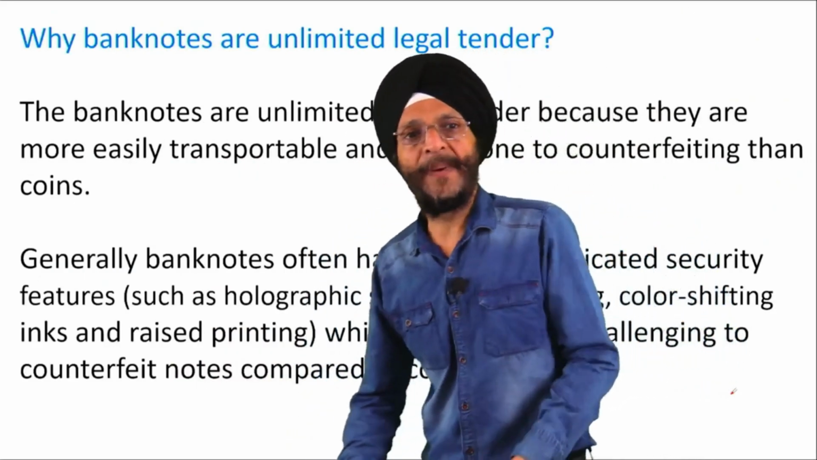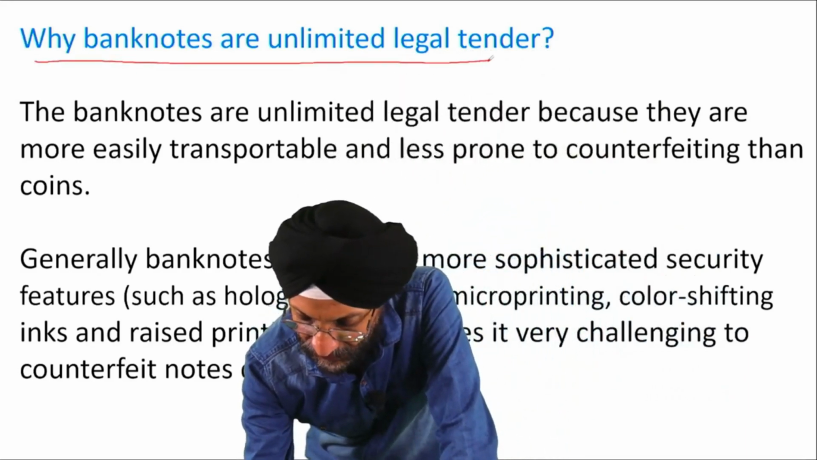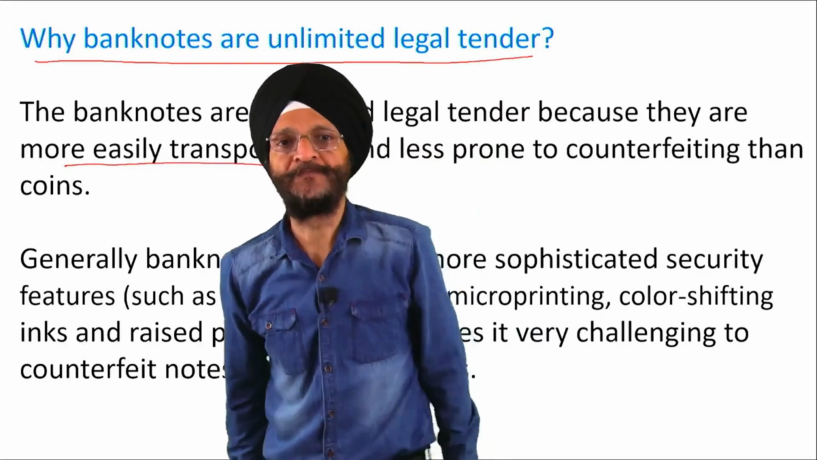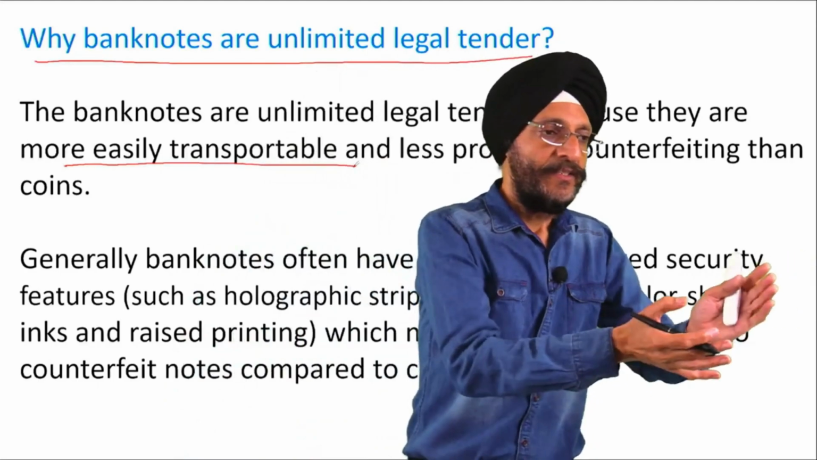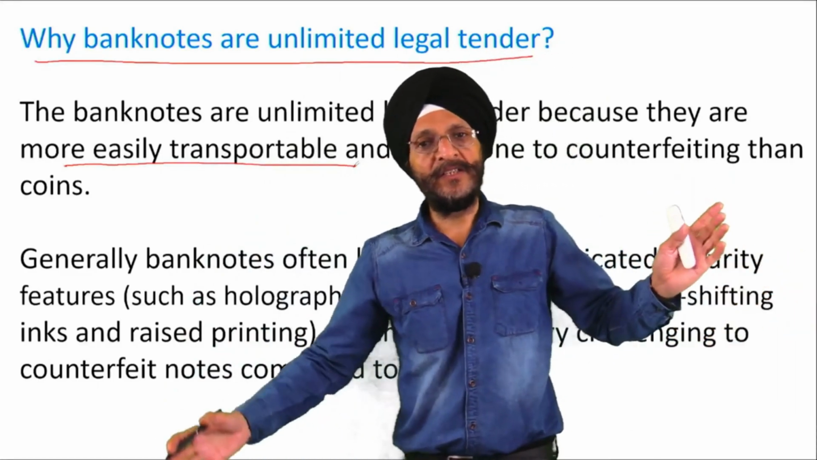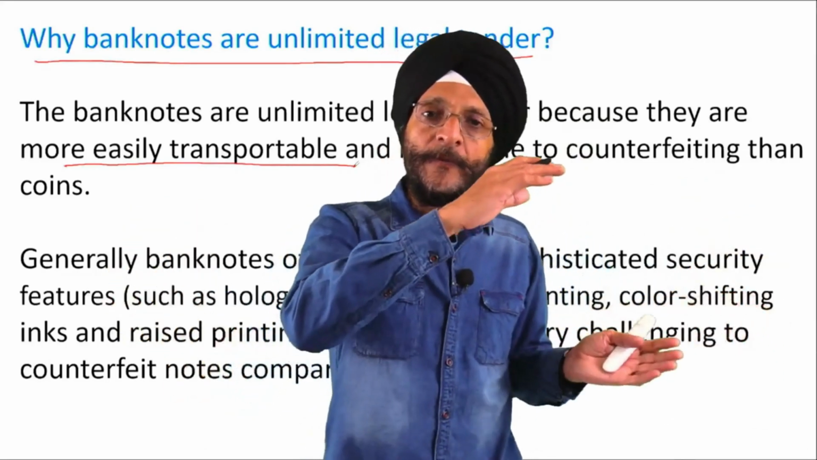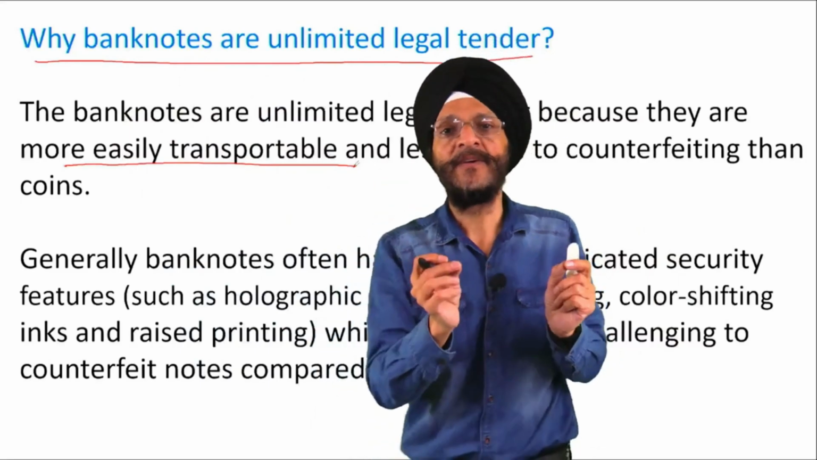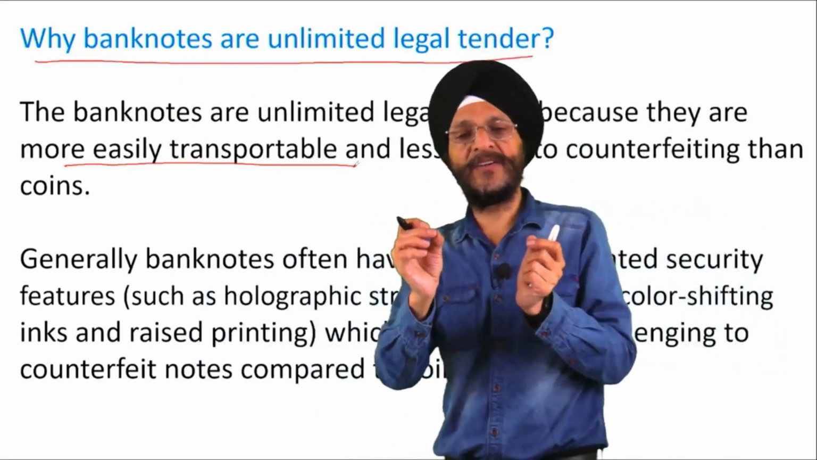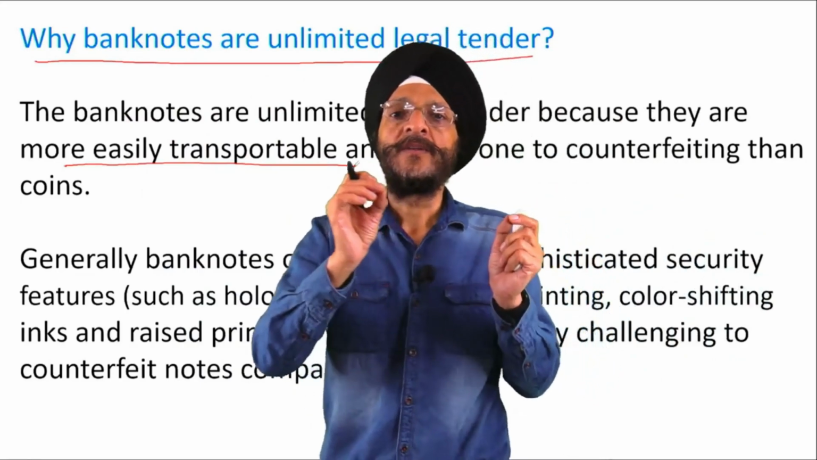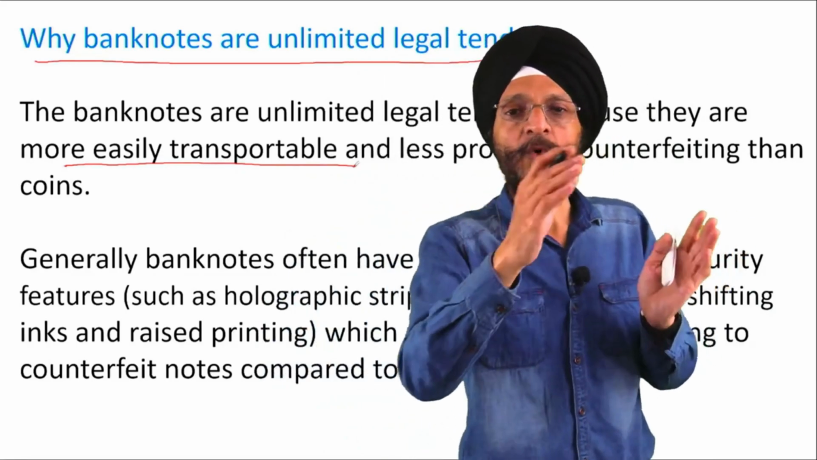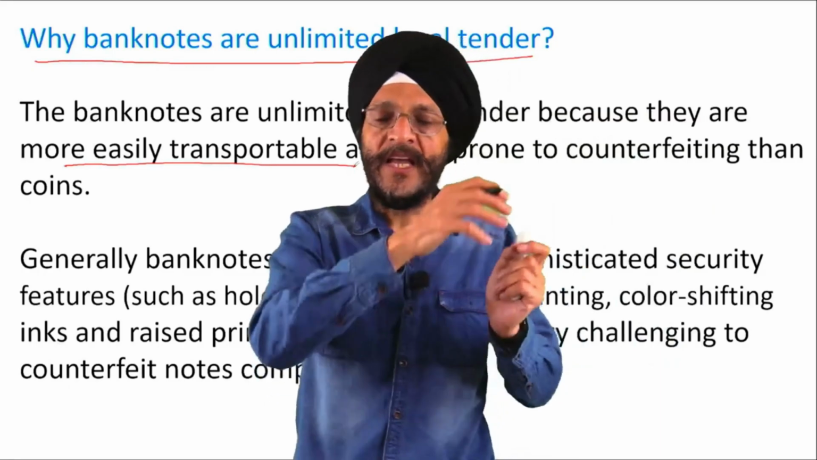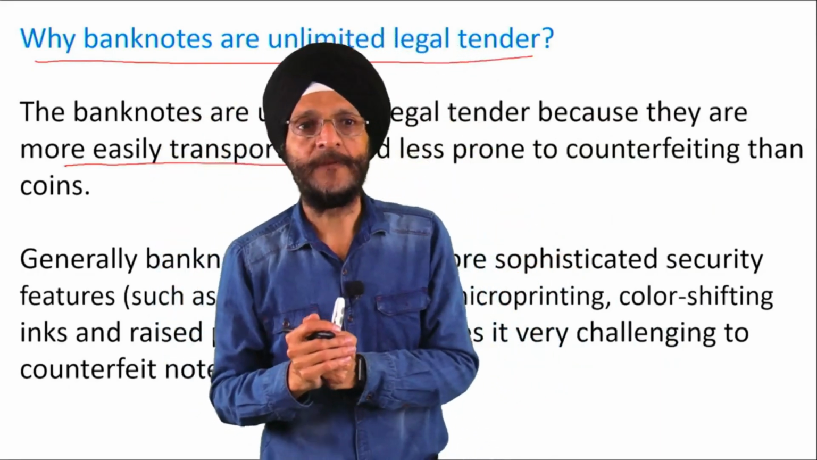Now the question is, why are banknotes unlimited legal tender? It is because these are more easily transportable. If we have coins before us and we want to make the payment, it will become very bulky and it will become very difficult for us to transport it from one place to another to make the payment. But if we have with us, say, a 500 rupee banknote or the currency notes of 200 rupee or 100 rupee, it is quite easy for us to count the same as well as to transport the same from one place to another.